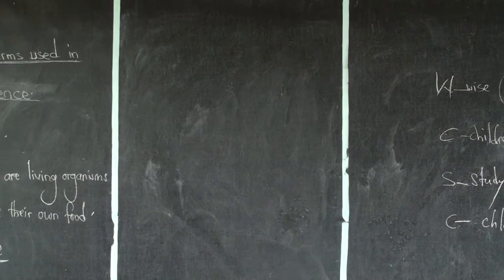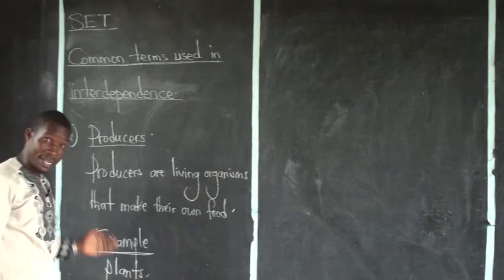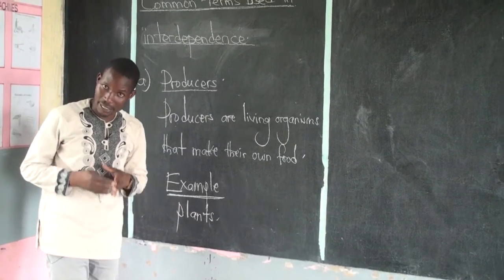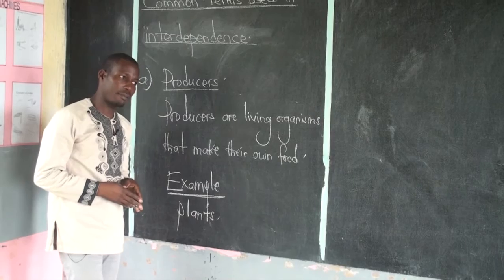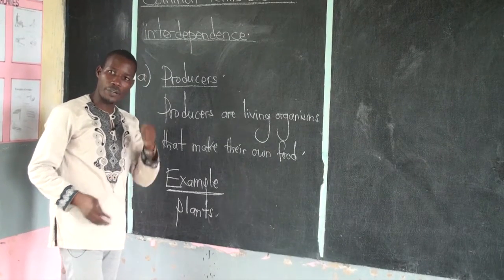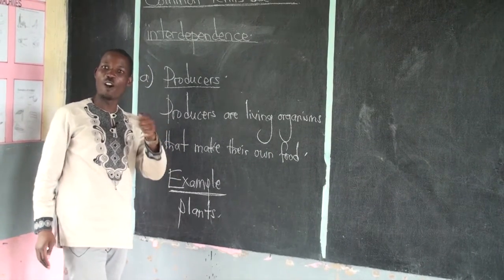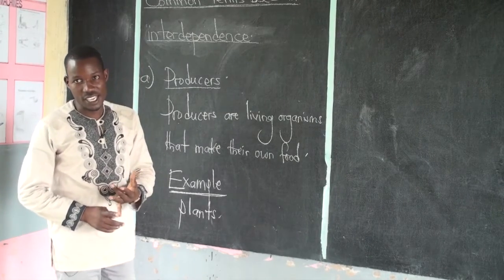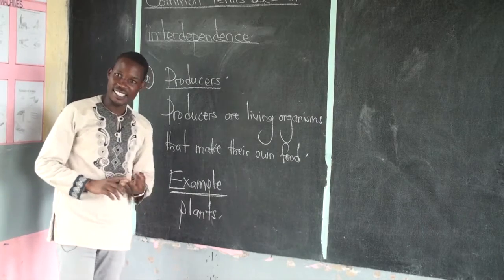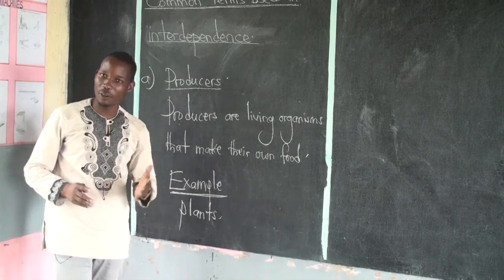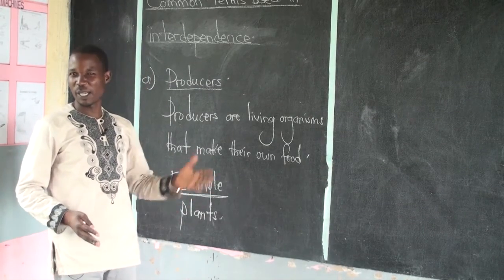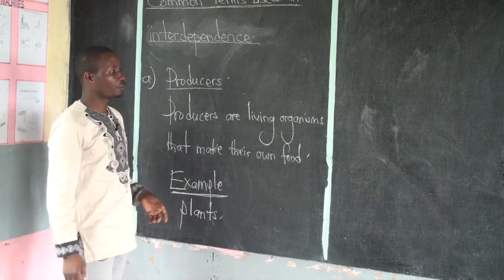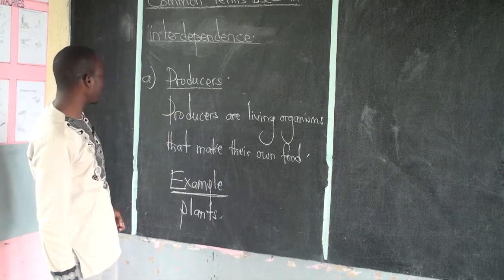By the way, we talked about plants making their own food through a process called photosynthesis. We defined photosynthesis last time as the process by which plants make their own food. And they will need conditions like water, carbon dioxide, sunlight, and chlorophyll. I gave you the simple way that you can use to remember that. We can now move to the second part.